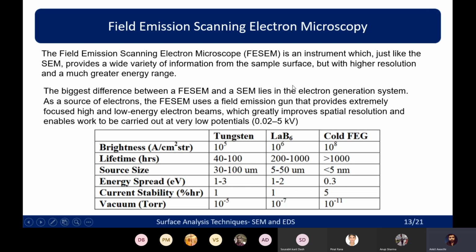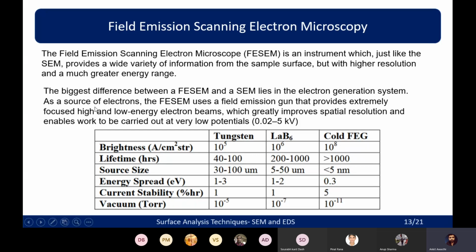So in these two different kinds of microscopy, most of the setup is the same, all the things are similar, but there is a variation in the electron generation system, and because of that we get very high resolution images using the FESEM.